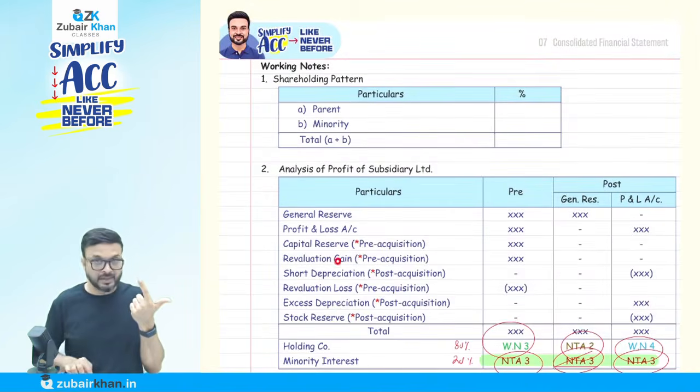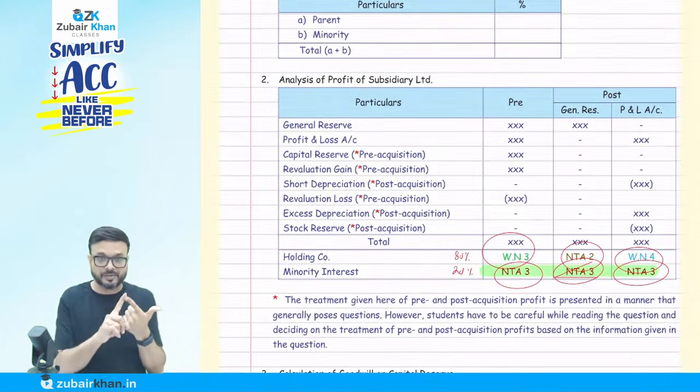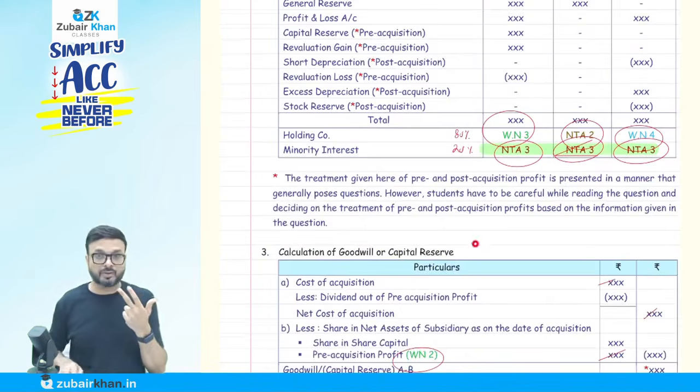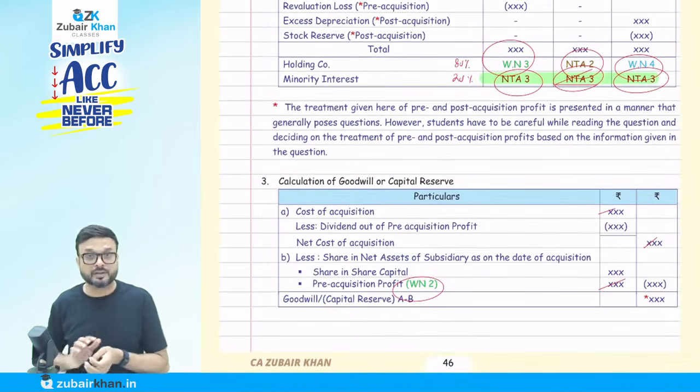Don't worry about this adjustment. I will discuss it with you. Okay. Analysis of profit of subsidiary company. Third, calculation of goodwill or capital reserve. So here, what is going to happen now?